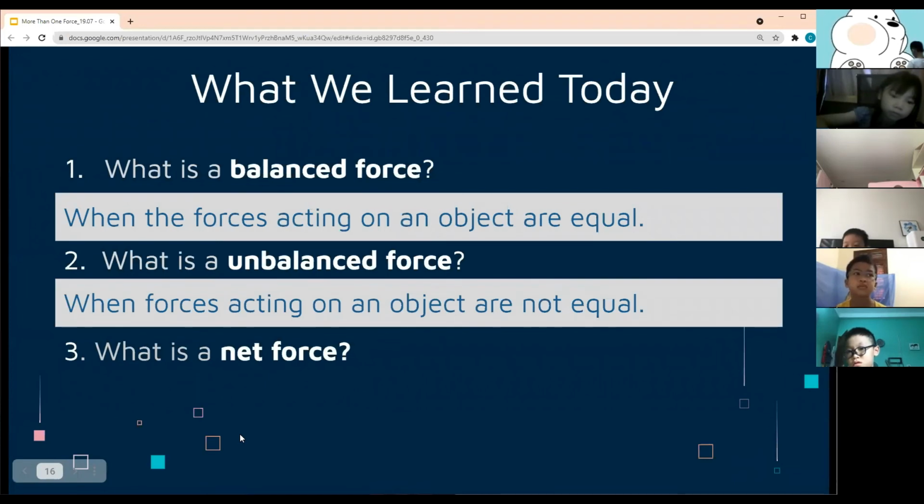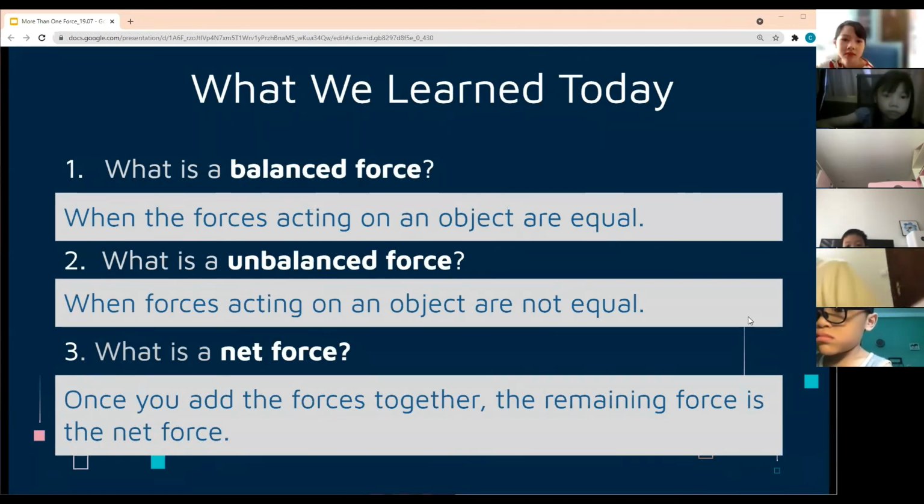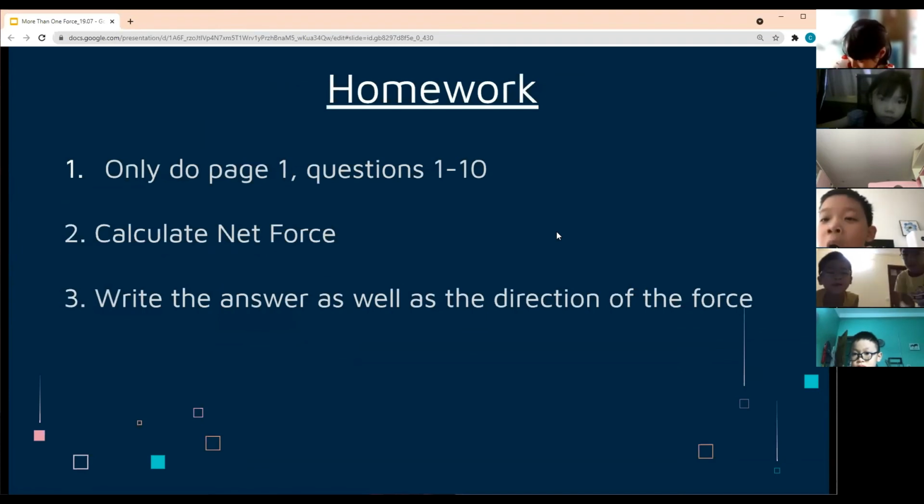And number 3, what is a net force? How about Banana? What is a net force? You can add all together the remaining force is the net force. So once you add the forces together, the remaining force is the net force. And the way you want to think about it is the arrows change if it's like a negative number or not. Okay. And your homework for tonight.